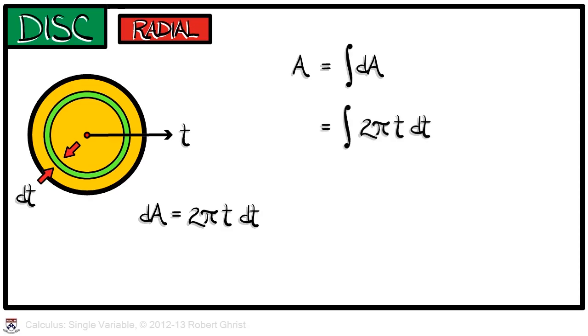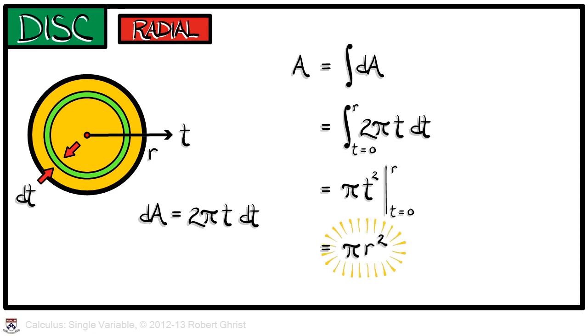We get the integral of 2 pi t dt as t goes from 0 to r, the radius. That is, we get pi t squared as t goes from 0 to r. That again yields our answer, which, if nothing else, tells us that our area element was indeed correct.